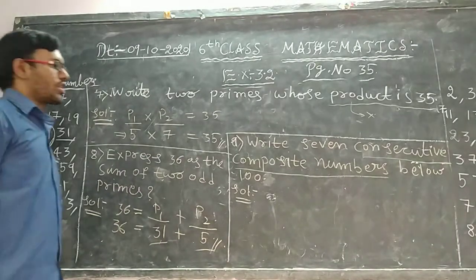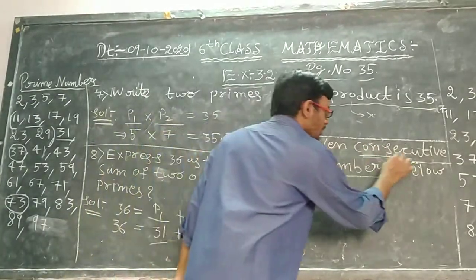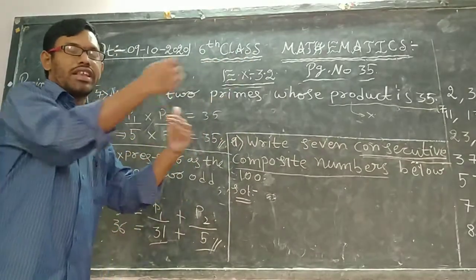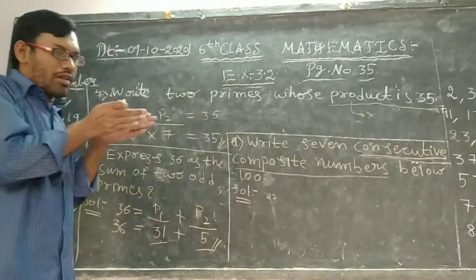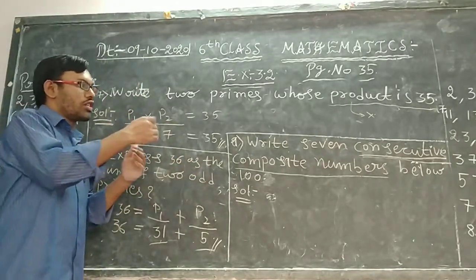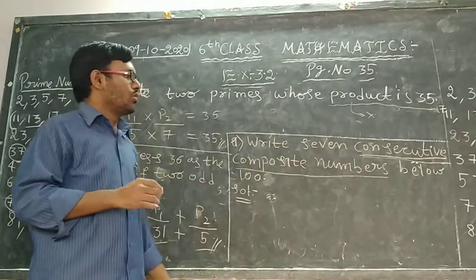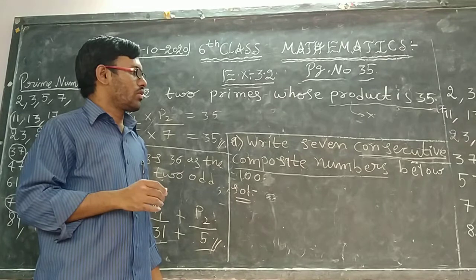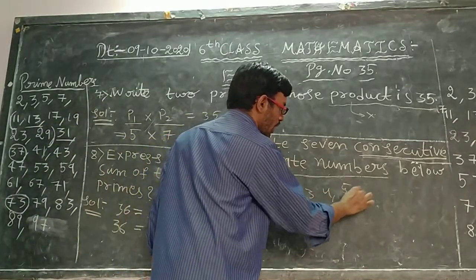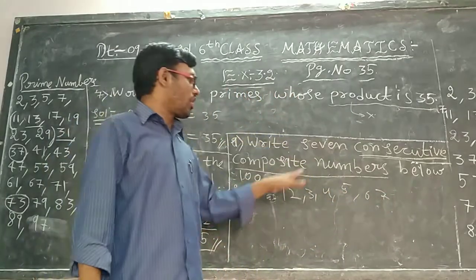So in these composite numbers, what is being asked? Write 7 consecutive. What is the meaning of consecutive? Consecutive means the next serial order. So there should not be any gaps in between those numbers. Consecutive means the next serial order, next arrangement. Sequence numbers like 1, 2, 3, 4, 5, 6, 7. So these are the consecutive numbers. So 7 consecutive numbers.